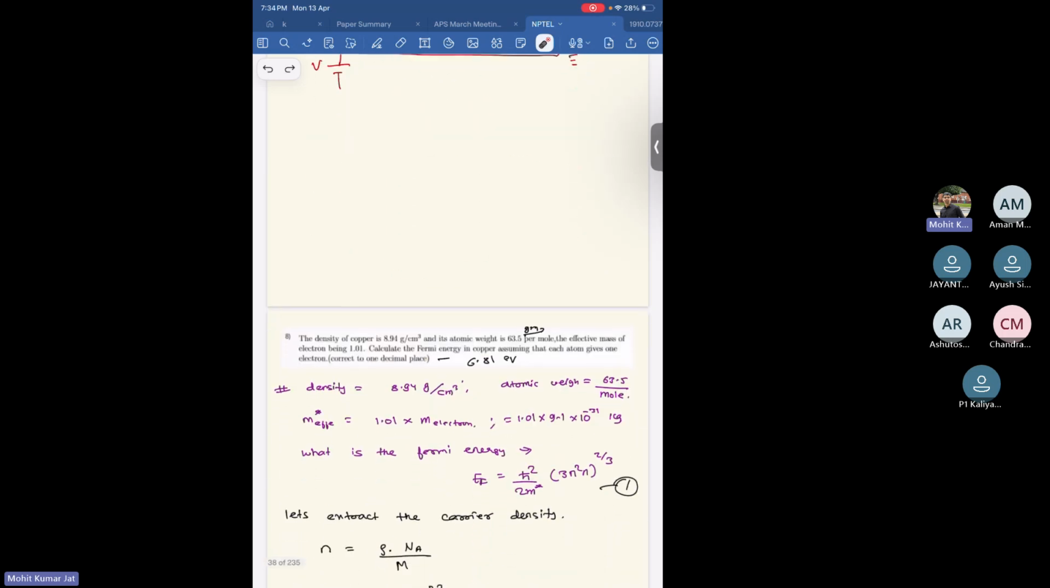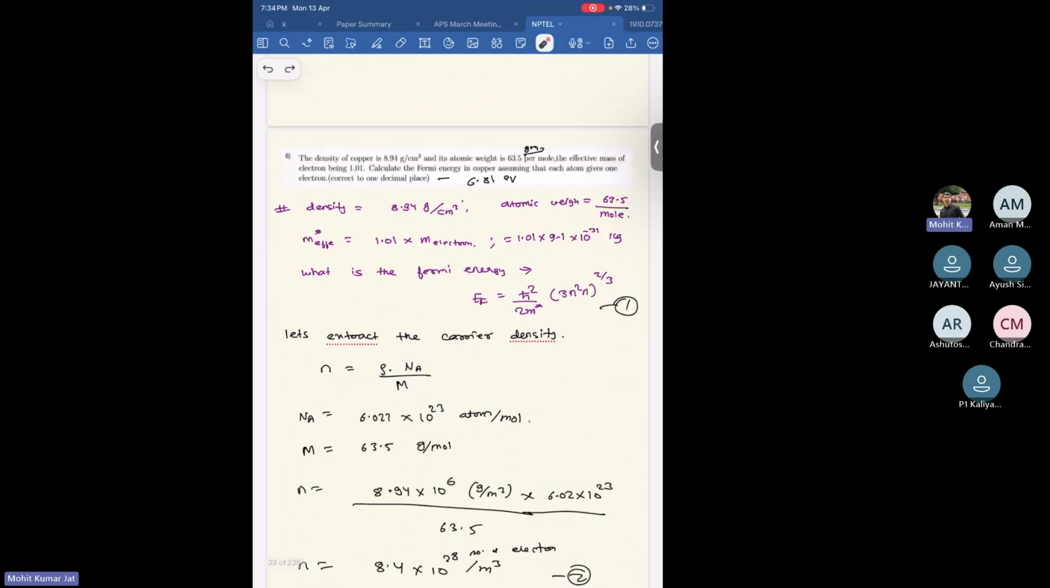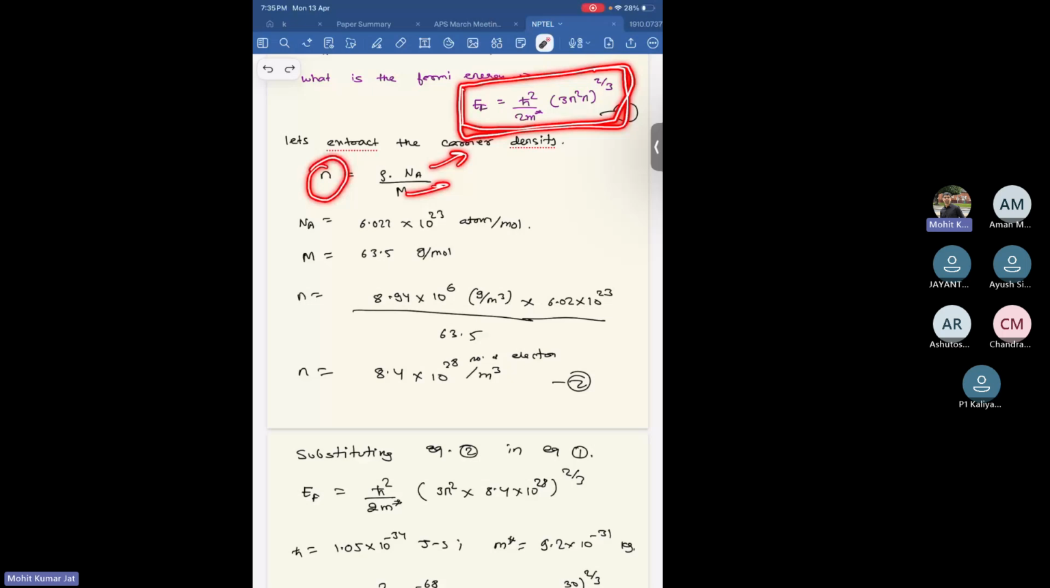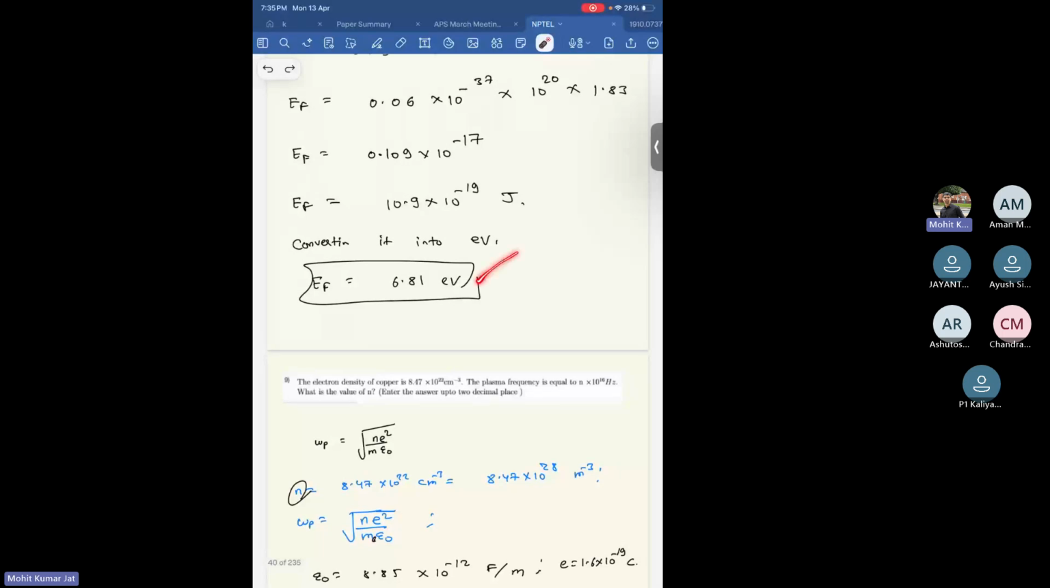This is about it. The next question is: the density of copper is given, atomic weight is given. Calculate the Fermi energy. It's the same one which we calculated. You use the relation which we derived above, EF versus this, and you just replace with the Avogadro number and molar mass, and you calculate the carrier density. You replace your carrier density here, and that will give you your Fermi energy EF.